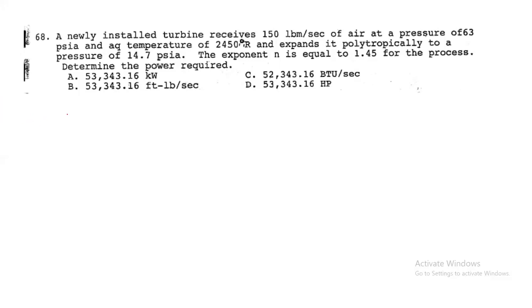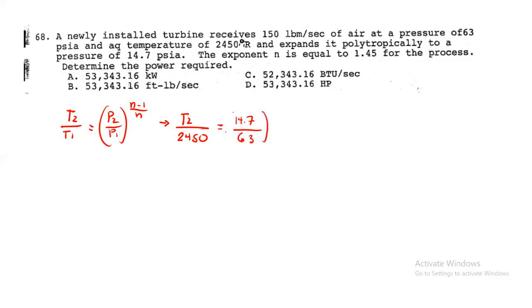So kunin muna natin guys dito si T2. So T2 over T1 is equals to P2 over P1 raised to N minus 1 over N. So magiging, so ang T2 over T1 natin na, so 2450 degree Rankine is equal to 14.7 na P2. So, ilan yung P1 natin? 63 psia. Raised to N. So, ang N natin is 1.45. So, makuha natin T2.